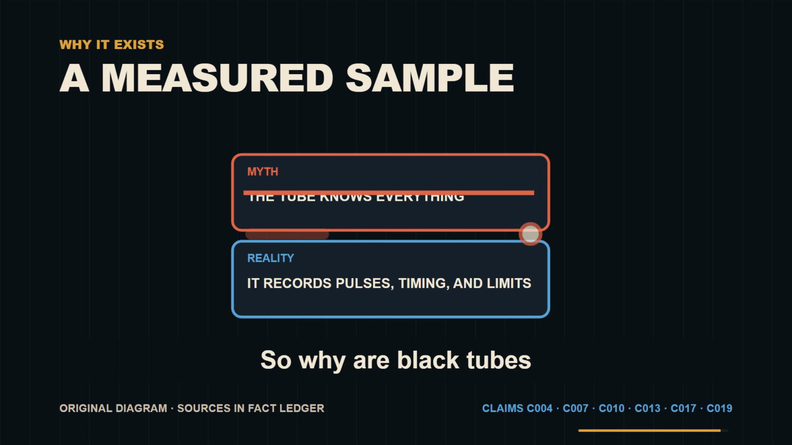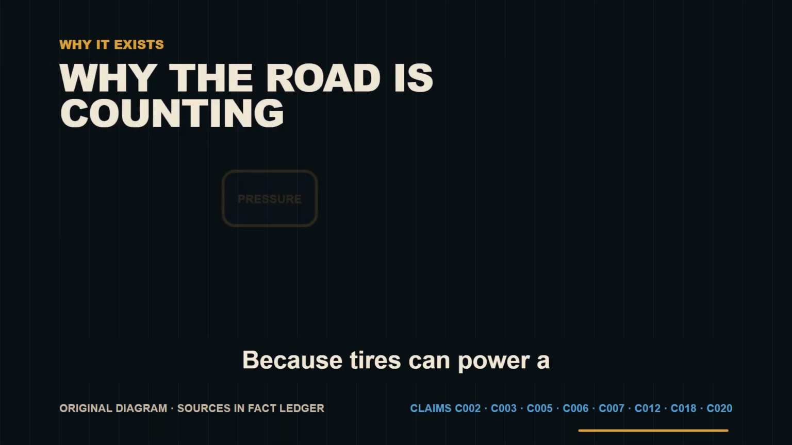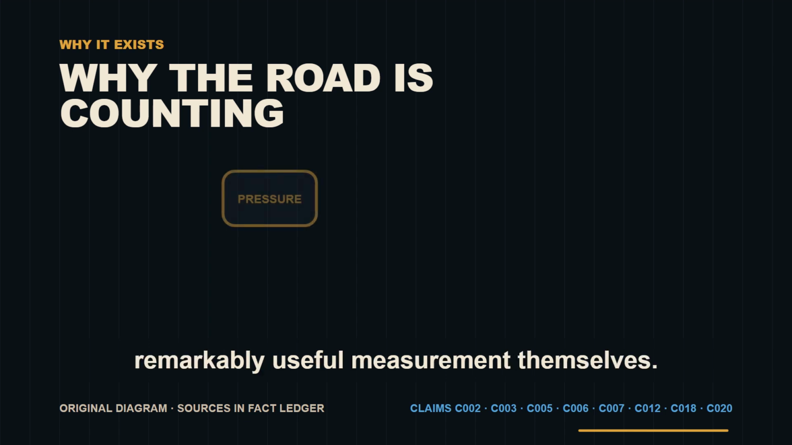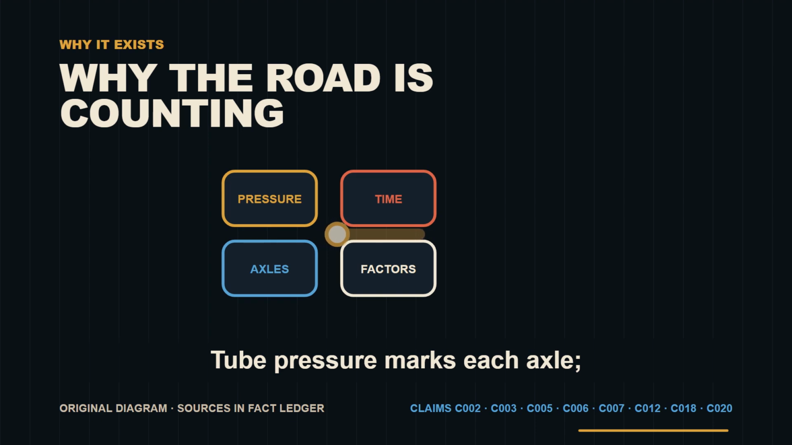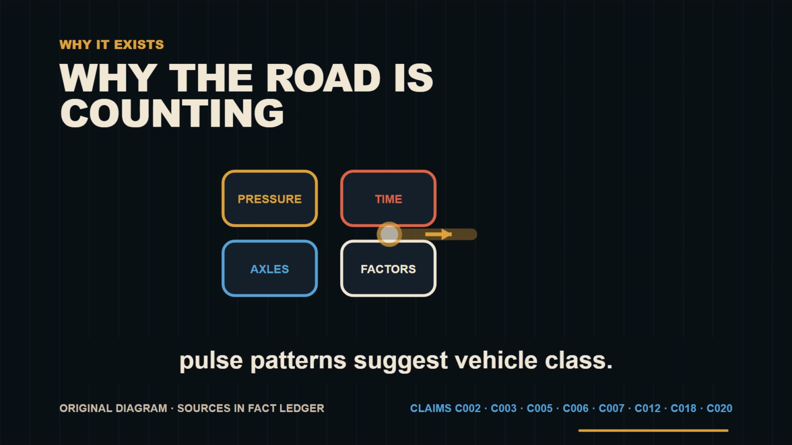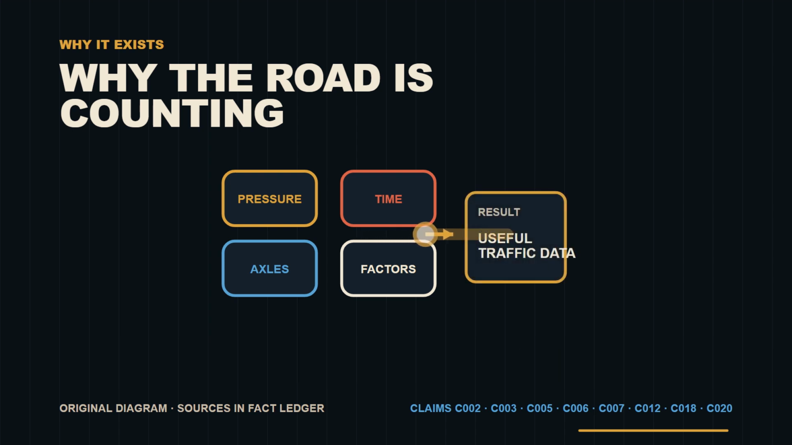So why are black tubes stretched across the road? Because tires can power a remarkably useful measurement themselves. Tube pressure marks each axle. A second tube reveals time and direction. Pulse patterns suggest vehicle class.